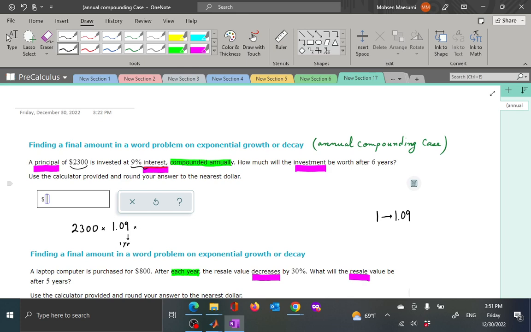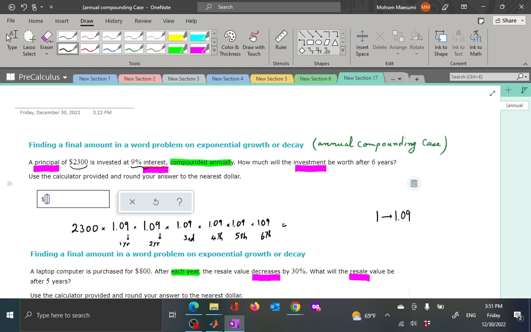At the beginning of the second year, I'm going to take all of this amount and invest it again, and by my contract, I'm still receiving the same 9%. So I'm going to multiply by 1.09 the second time. This is by the end of the second year. And then we do that for each year. This is for the third year, and then 1.09 for the fourth year, then 1.09 for the fifth year, and then 1.09 for the sixth year.